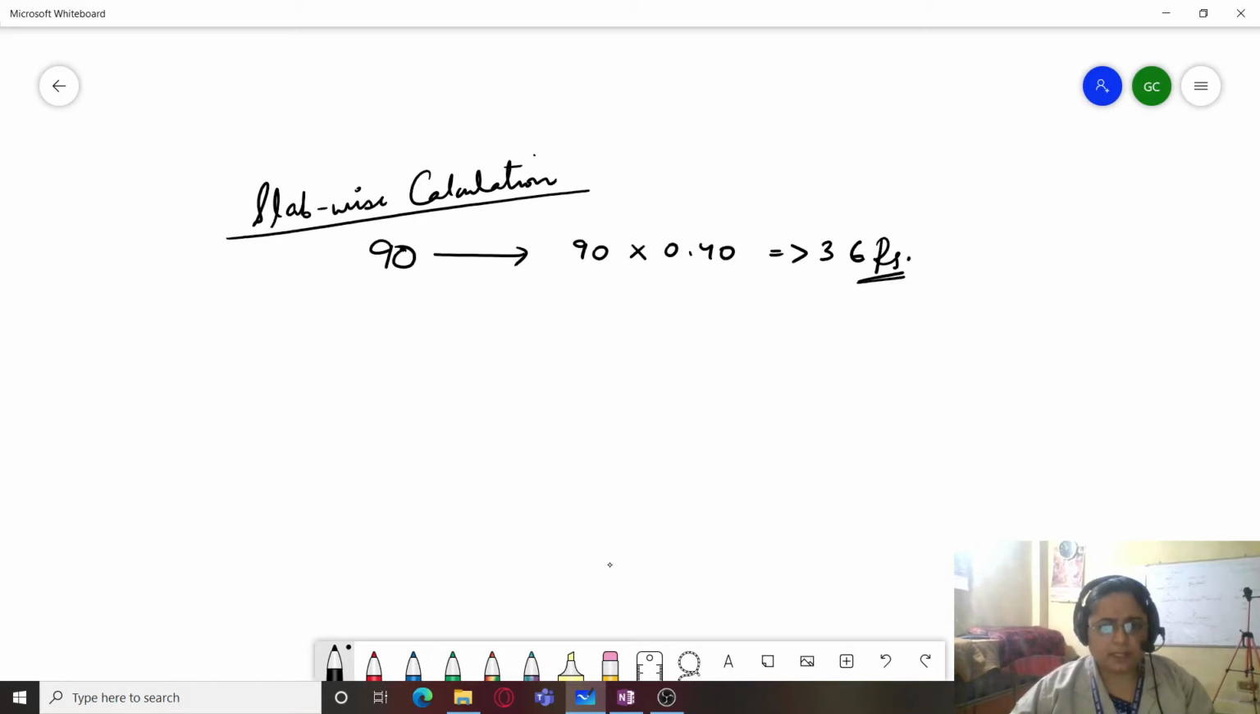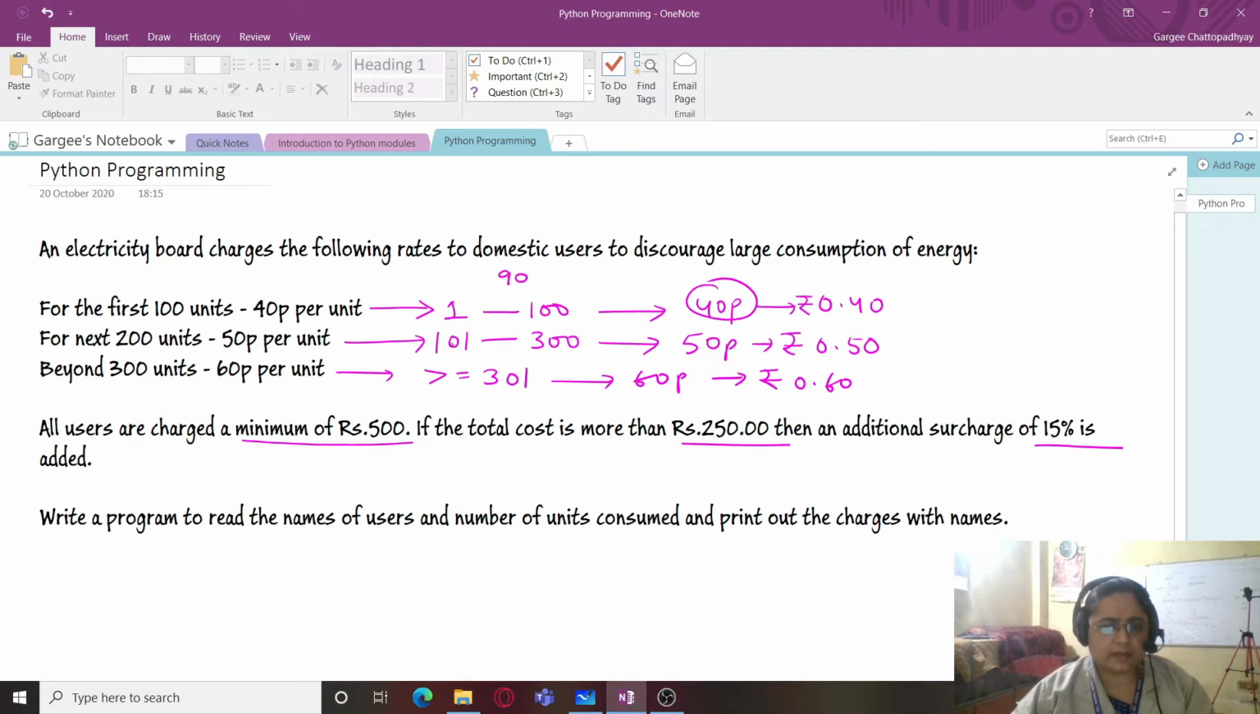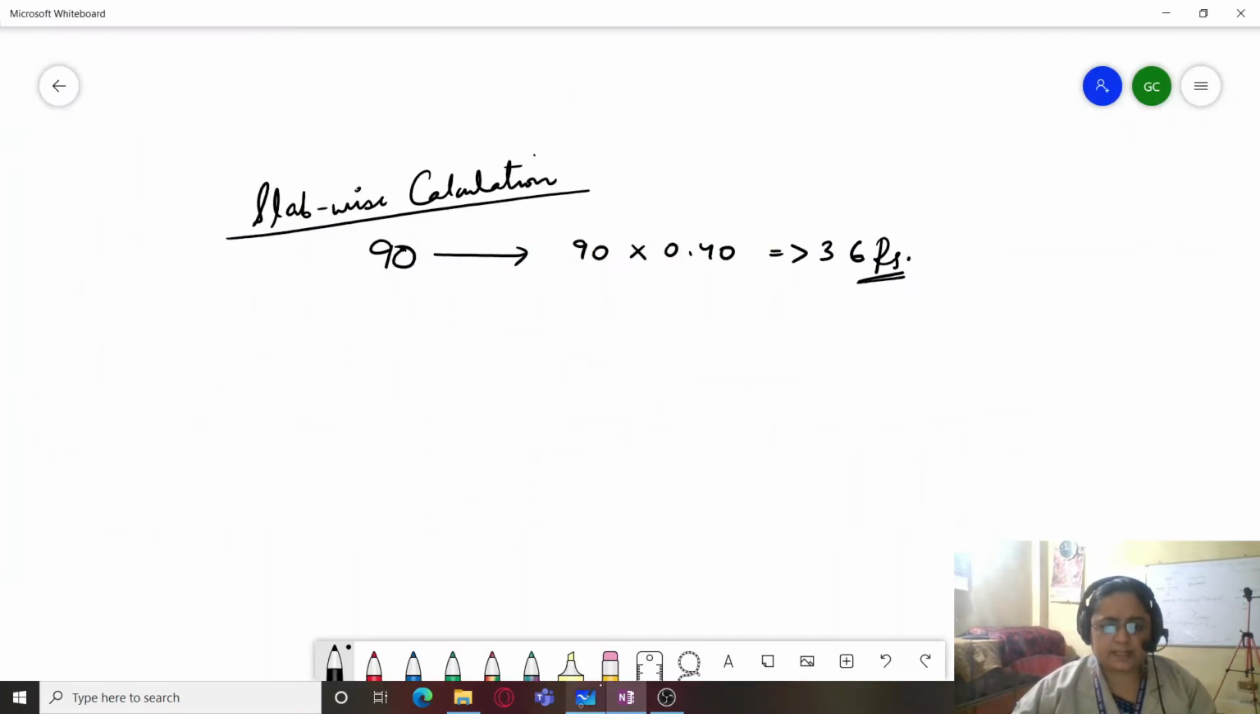But if I have something which falls within the second slab, that is 101 to 300, for example, we already know that for 101 to 300 you have to pay 50 paise per unit.